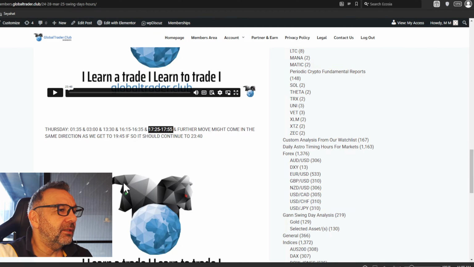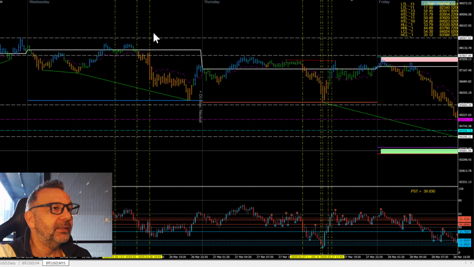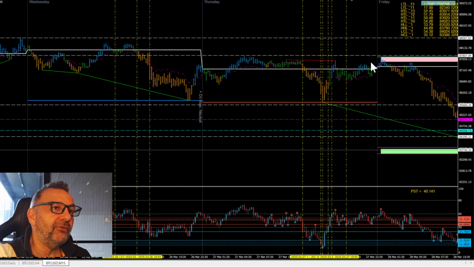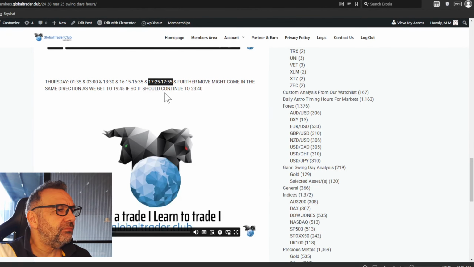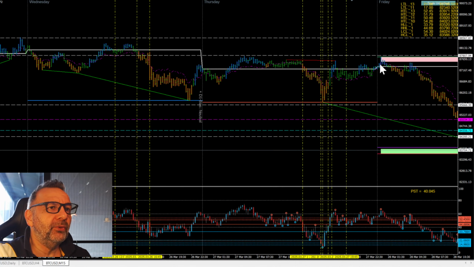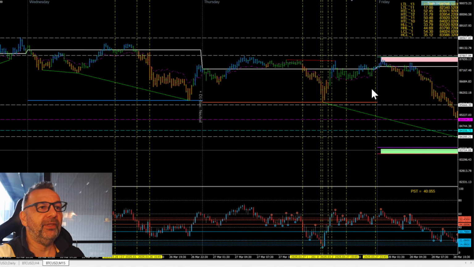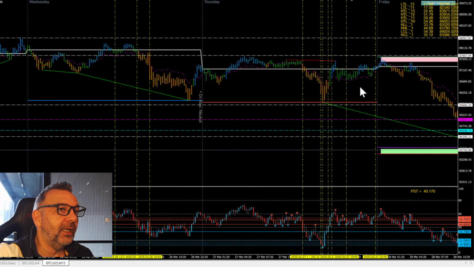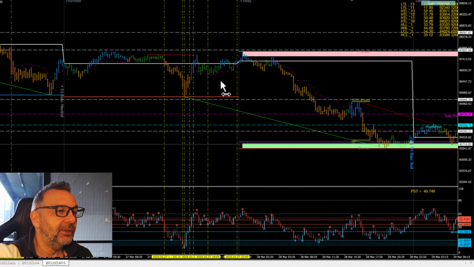Further move might come in the same direction as we get to 7:45. This is your 7:45, so move in the same direction. Market went up at 7:45, back in the same direction. And then it should continue to 11:40. Well, that's your closing, and that's your 11:40 there. Let's see, that should be 11:45. There you go. So it's just sideways slightly up. So what happens on a Friday? Let's check it out.